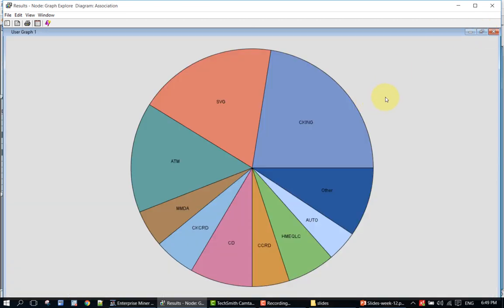So what's the number one service? Checking account. Savings account is almost as popular, but not quite. You know why.